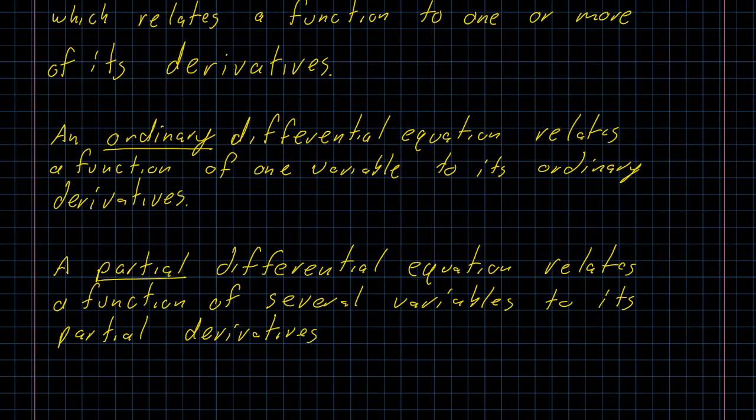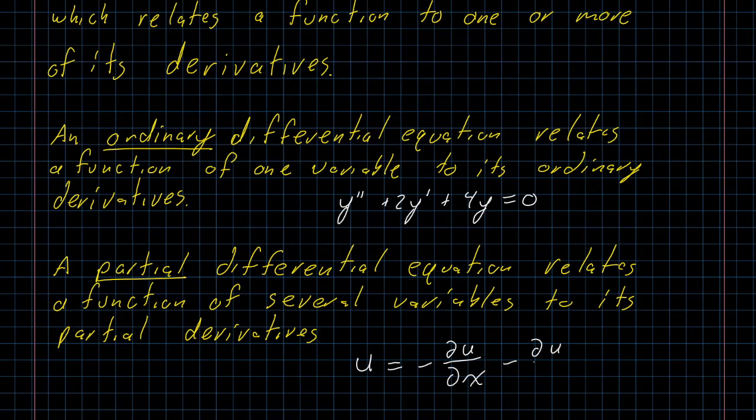A very typical ordinary differential equation might tell us something like y double prime plus 2y prime plus 4y equals 0. A very typical partial differential equation might tell us something like u equals the negative of partial of u with respect to x minus partial of u with respect to y. Right? An ordinary differential equation uses ordinary derivatives. A partial differential equation uses partial derivatives.